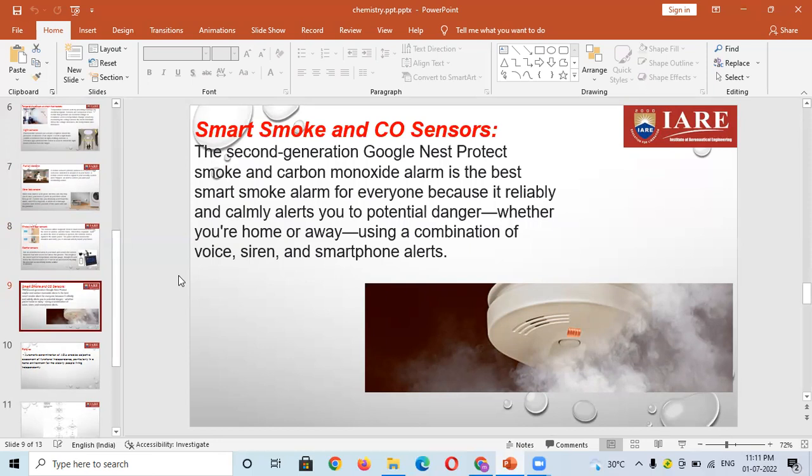These sensors are very useful for giving alarms or security alerts to the owners and elderly people. These alarms are also given by a combination of voice, siren, or smartphone alerts. As many elderly people use smartphones and smart TVs, these alarms are also connected to all those smart electronic gadgets. So these are the seven types of sensors that are commonly used in our homes and very useful for our elderly people.